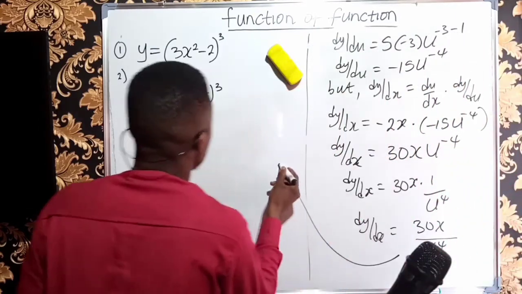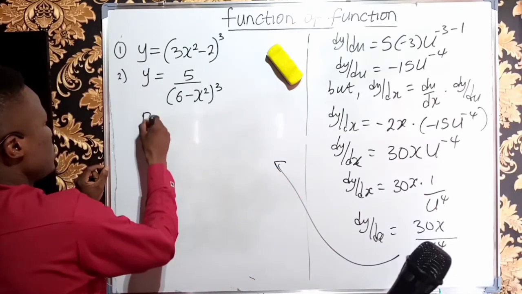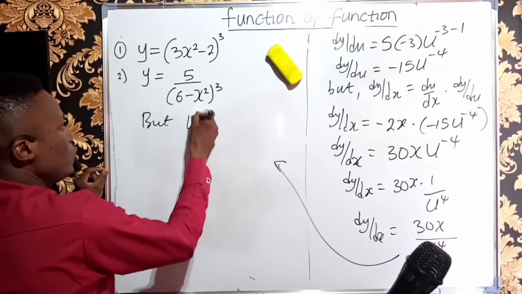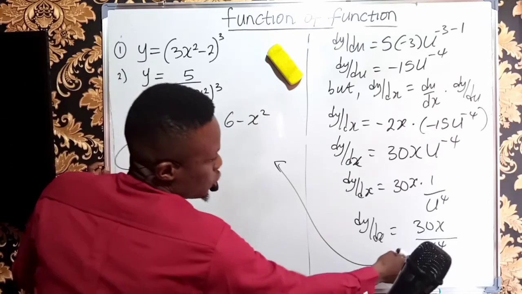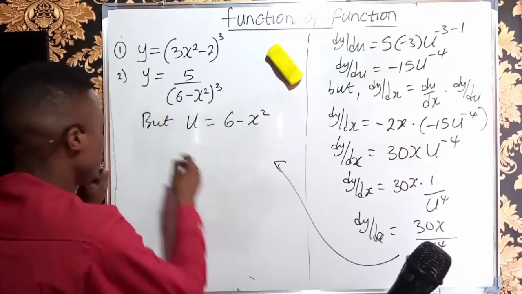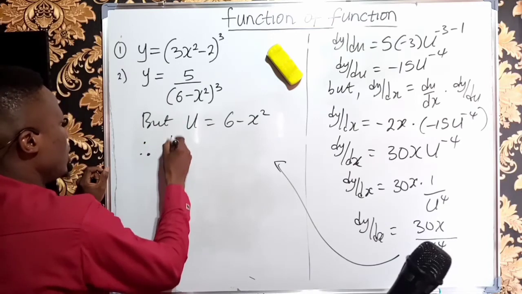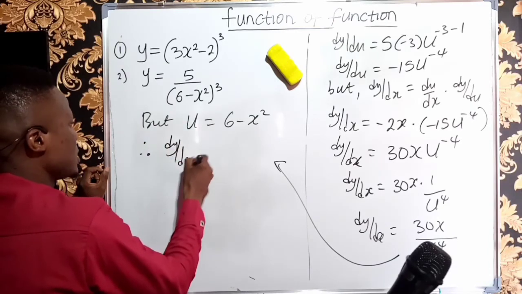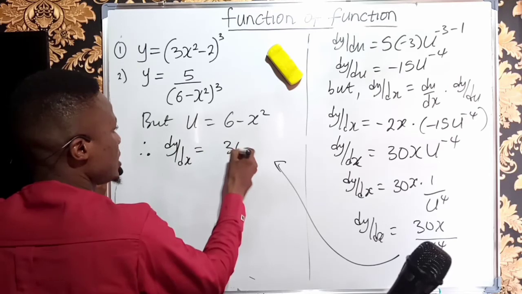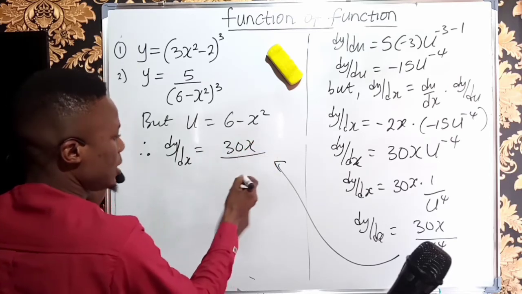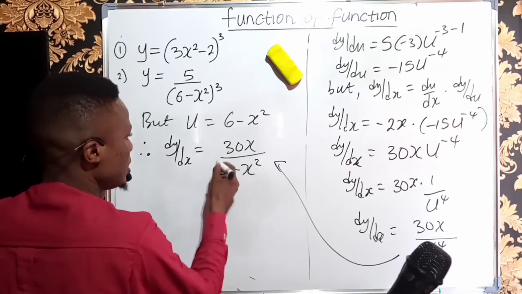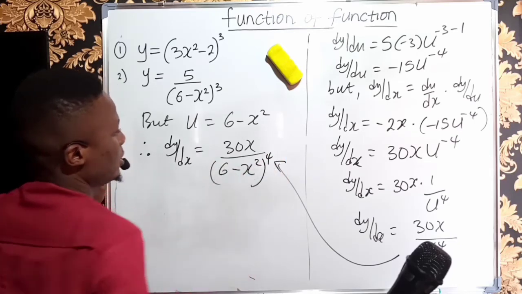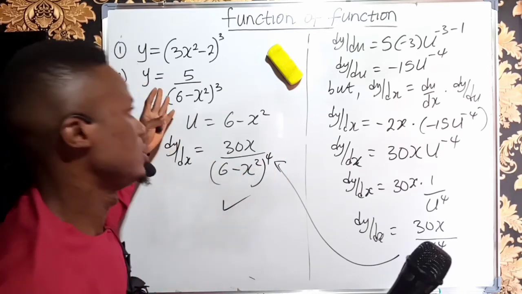But we said that initially u is equivalent to 6 minus x squared. So put the value for u here. Therefore, dy/dx is equivalent to 30x all over, seeing u, I'll plug in 6 minus x squared, then to the power of 4. So this is the derivative.